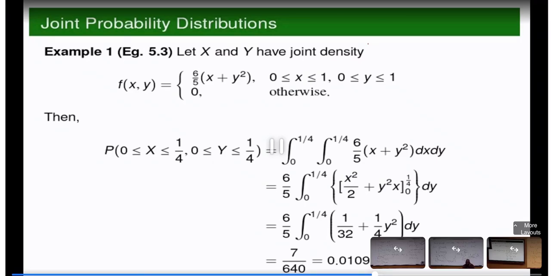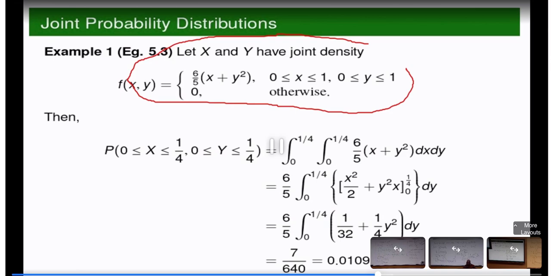Take a look at this. Let X and Y be jointly distributed as that. Maybe X here is the proportion of time the walk-in facility is used in a bank by customers, and Y is the proportion of time the drive-in facility is used.